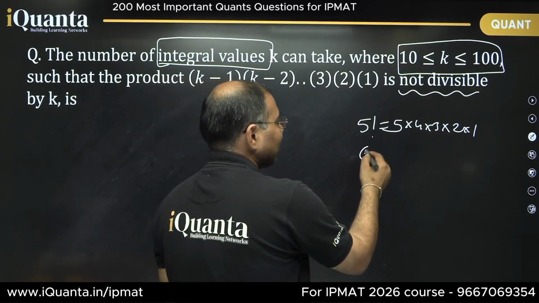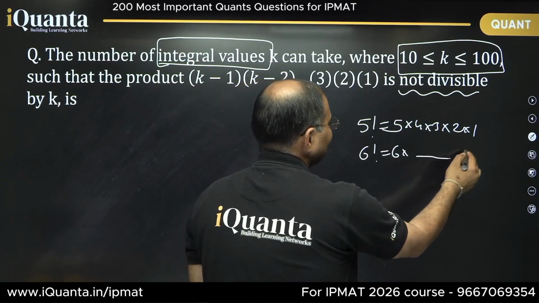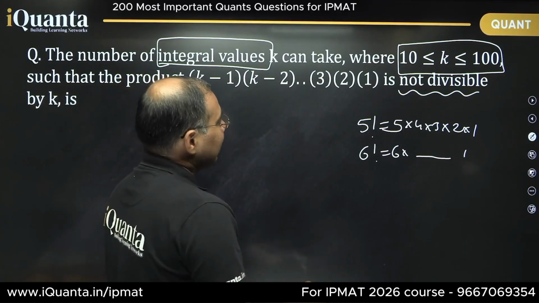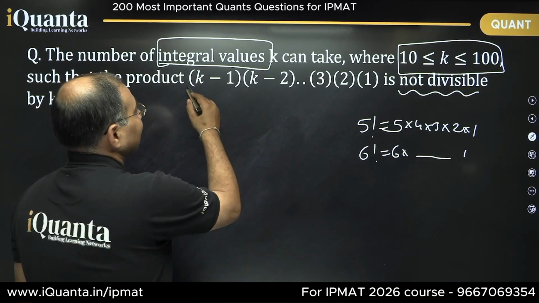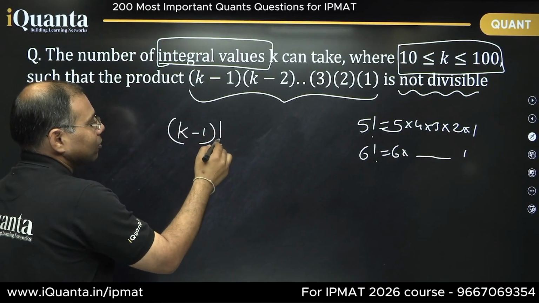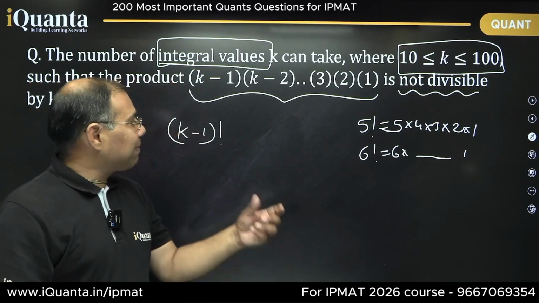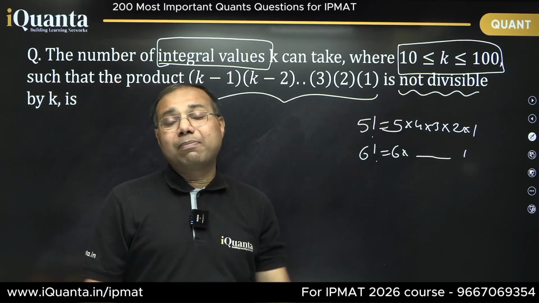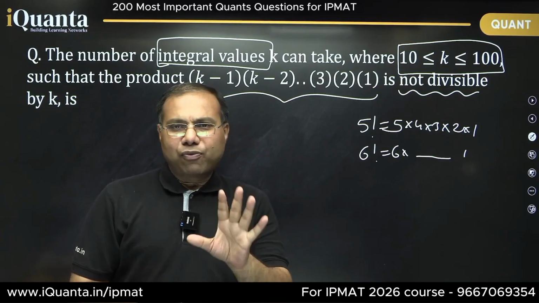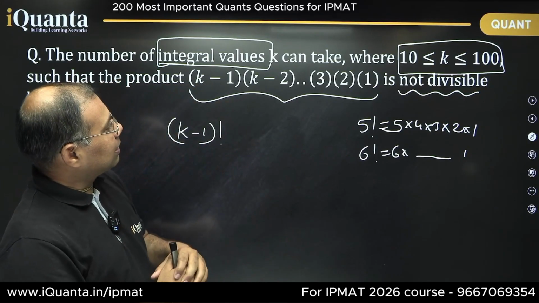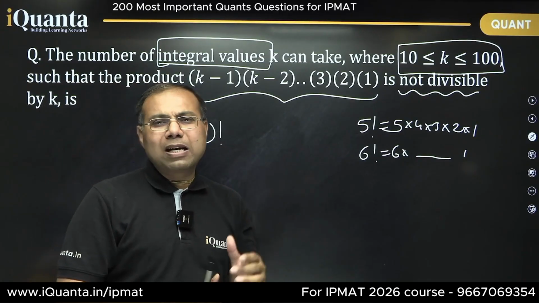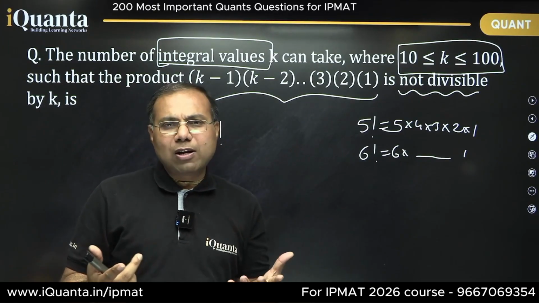Same way, 6 factorial would start from 6 and go up to 1, right? So in the same way, this product starts from k minus 1 and goes up to 1. So it is nothing but (k minus 1) factorial. Yes or no? So the question is simply that this (k minus 1) factorial should not be divisible by this number k, right? So we are to look for such values of k. Okay, there is one step we have seen here: we want (k minus 1) factorial to not be divisible by k. We have to look for such values of k.